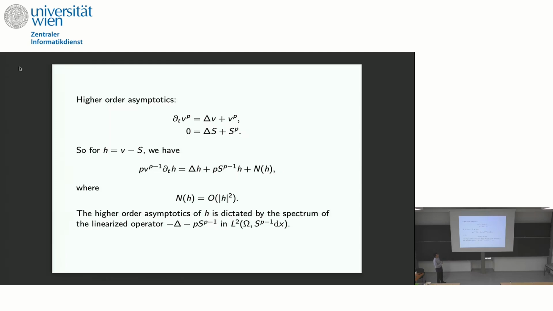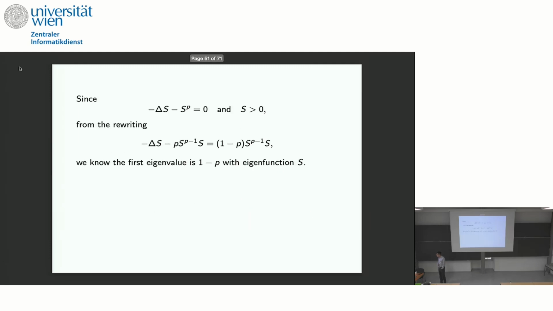Now what we want is the next order term, the error, right? So you take the difference. Let's say H is the difference, the error. We write down the equation for the error. Of course, the leading terms would be the linearized equation. There would be an error term which will be quadratic. And then the higher order asymptotics will be dictated by the spectrum of the linearized operator in a proper weighted L2 space. I can do this quickly here.